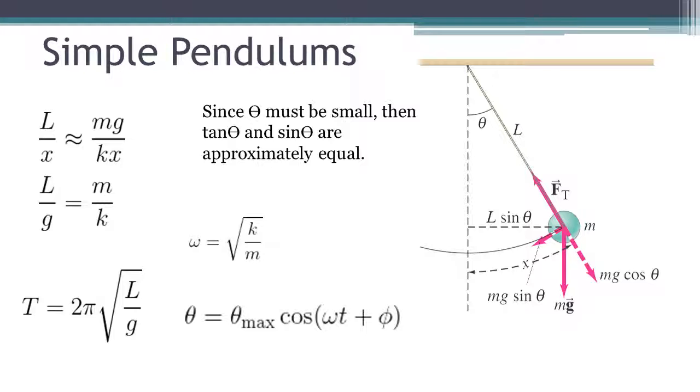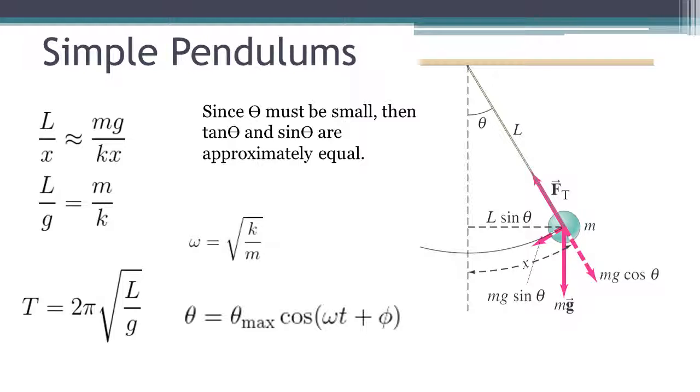We can determine this because L is the hypotenuse of the triangle, x being the opposite side from theta, is approximately equal to mg, which is the length from the top of the pendulum down to the intersecting line at L sine theta, using the force diagram, and kx is equal to the displacement of the pendulum using the force diagram as well. From that equation, we can multiply each side by x and divide each side by g to get that L over g equals m over k.